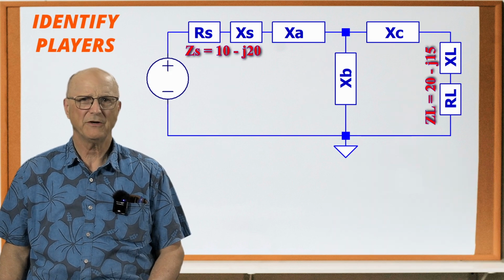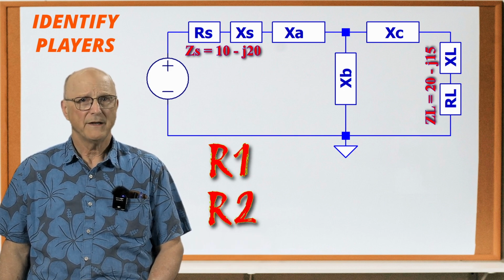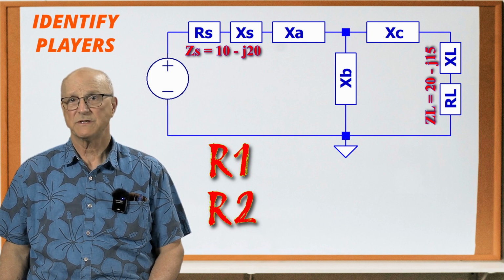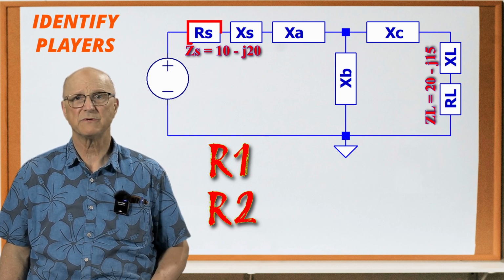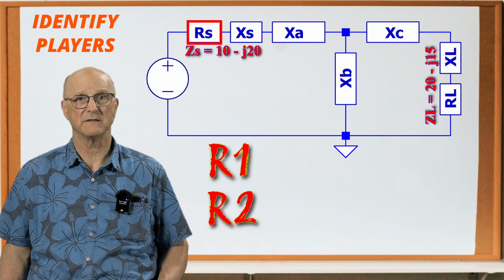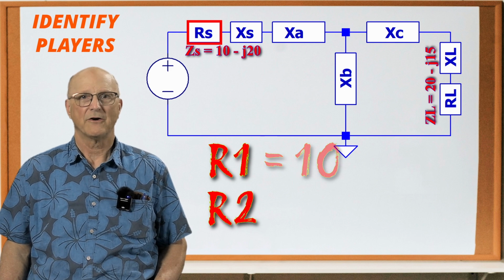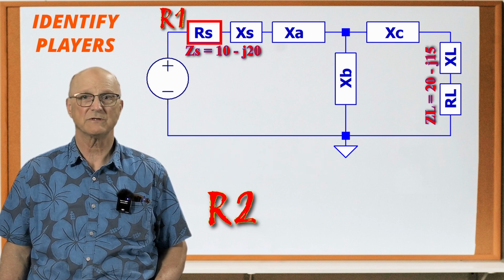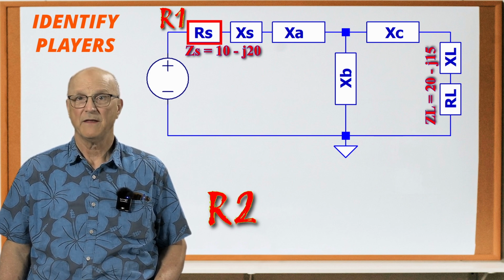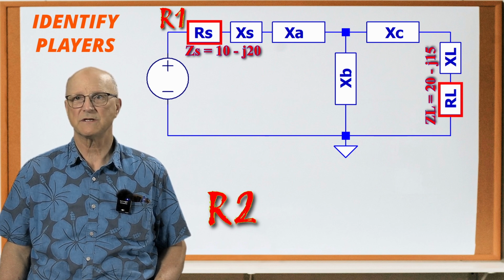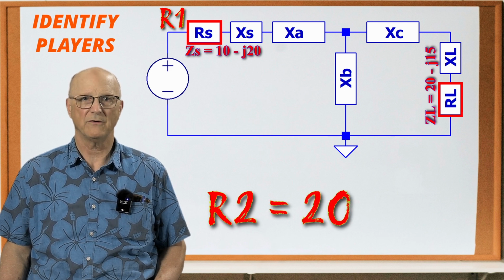Our next step is to begin putting stuff into our equations. The equations we are going to use refer to an R1 and an R2. R1 is the real part of the impedance associated with the input side of the matching network. In this case, this is the series resistance associated with the source impedance. This means that R1 is equal to 10 ohms. R2 is the real part of the impedance associated with the output side of the matching network. Similar to the source side, this is the series resistance associated with the load impedance. Therefore, R2 is equal to 20 ohms.